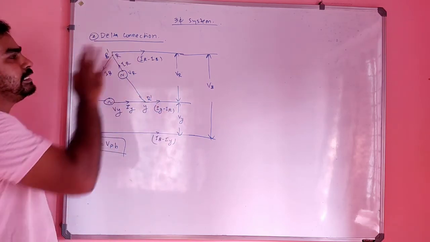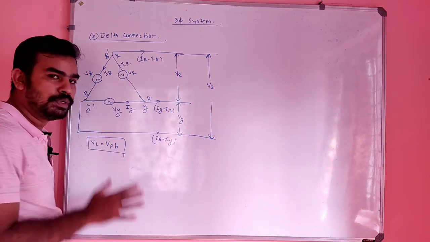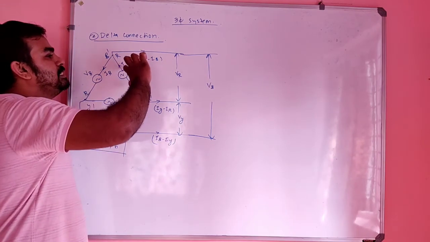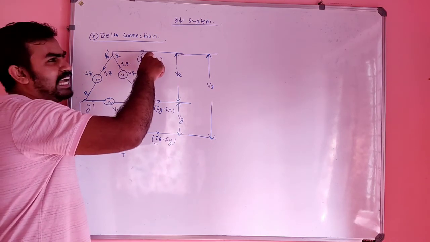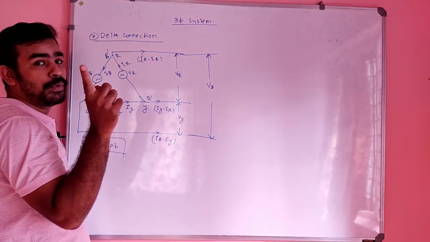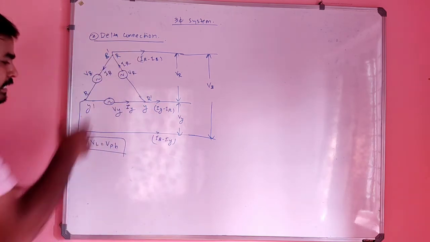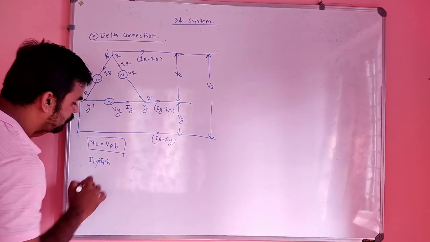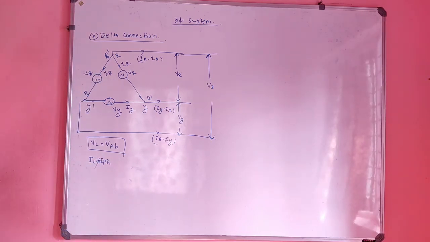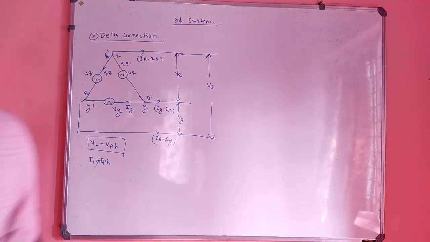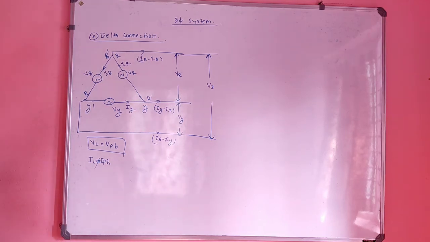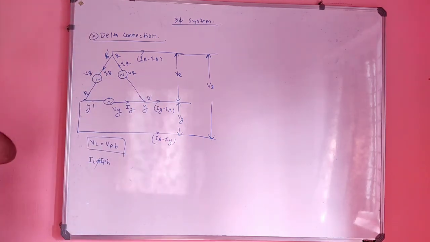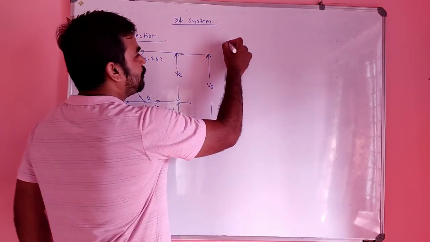And we can say that in a delta connection, the line voltage and phase voltage are the same. But see, this is the phase current IR. Is it the same as the line current? No. So in a delta connection, the line current and phase current are not equal. So our aim is to find how many times the line current and phase current differ. That is our aim.